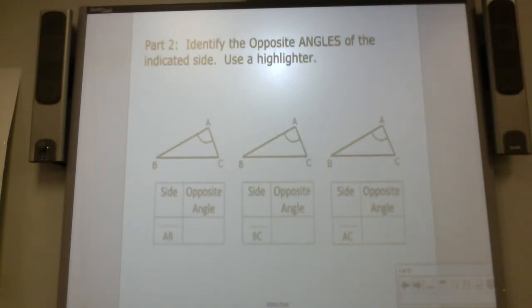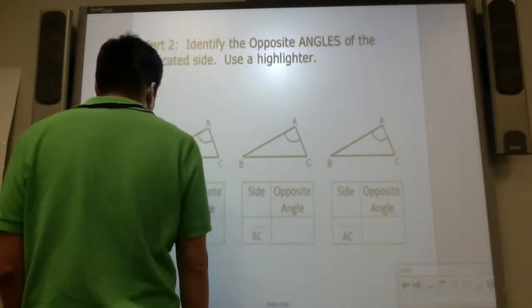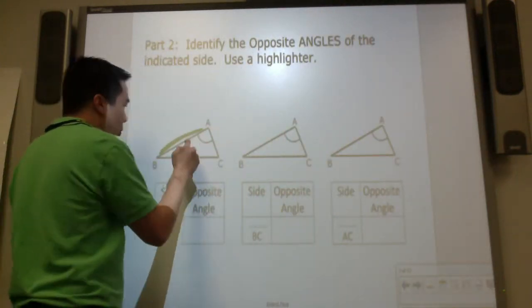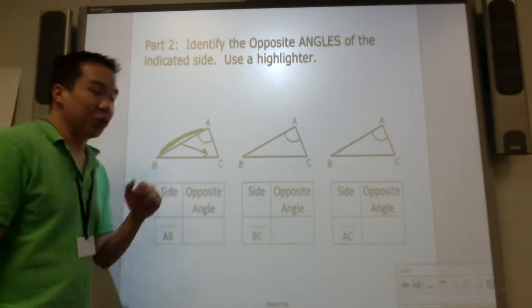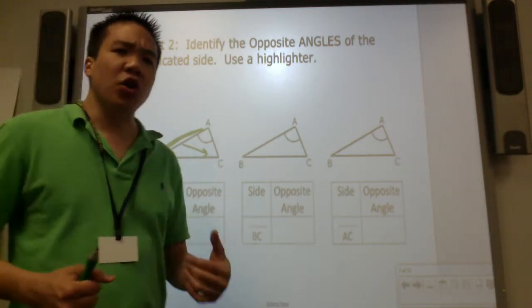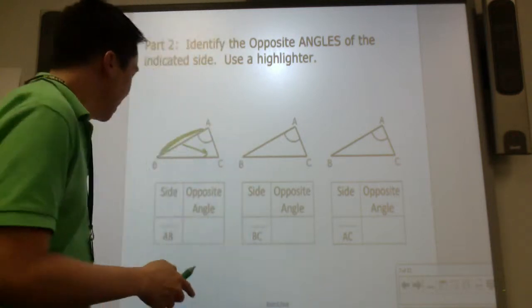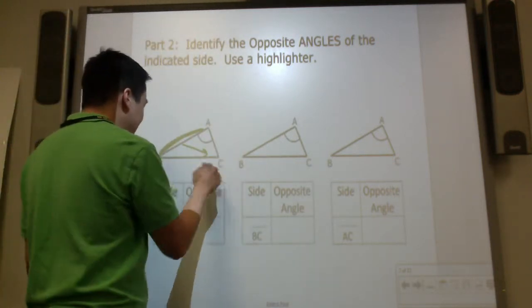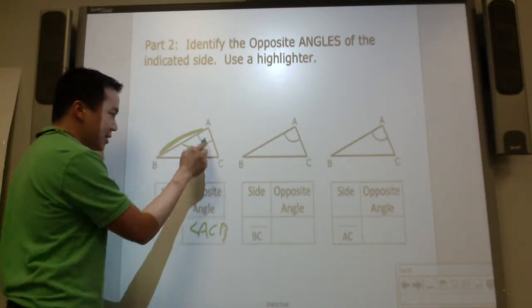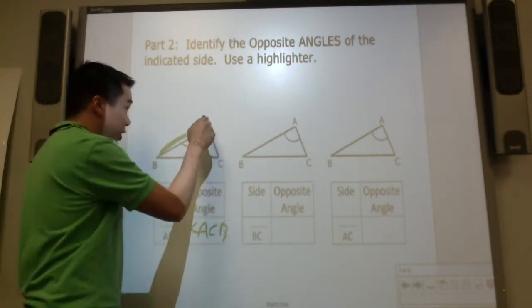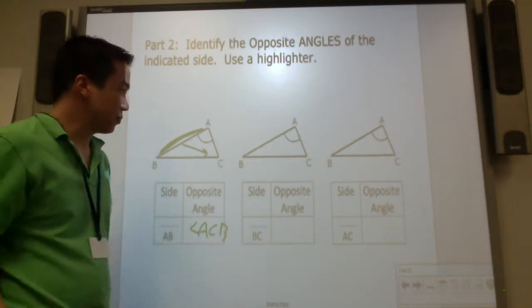Now identify the opposite angles of the indicated side. Use a highlighter. So here's AB. What is the opposite of it? You could say angle C, but we want to use all three letters: angle ACB. You could also say angle BCA. It's determined by whether you want to read it from left to right or right to left.